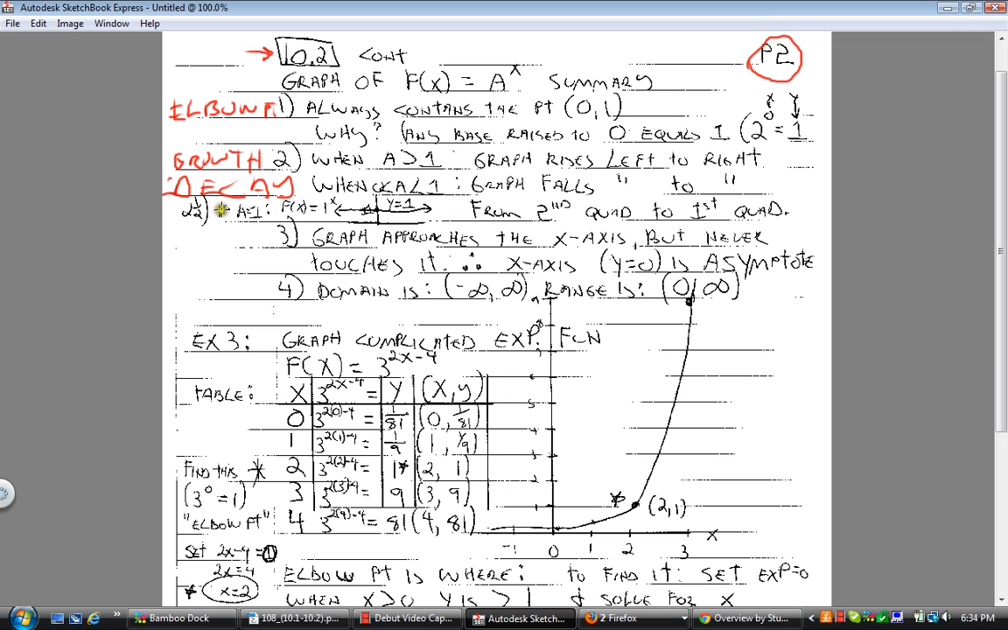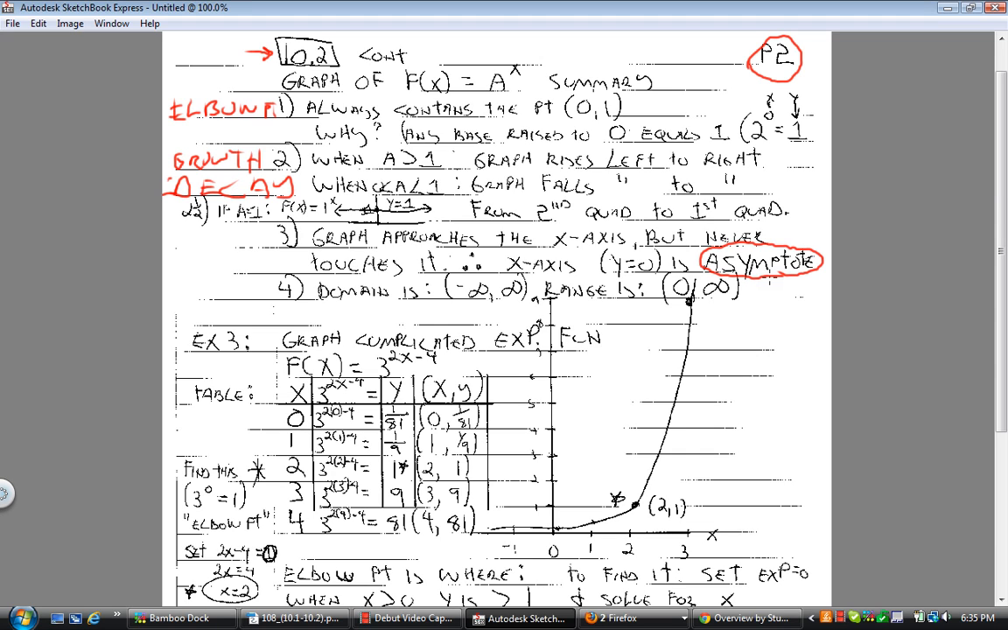We also mentioned that we were not going to consider the base being equal to 1, because 1 raised to any exponent always equals 1 and would produce a horizontal line graph from the second quadrant to the first. Another conclusion, number 3, the graph will approach the x-axis but never touch it. Therefore the x-axis, which is y equals 0, is called the asymptote. I did not mention that in the last page, but that is a definition you should get comfortable with.